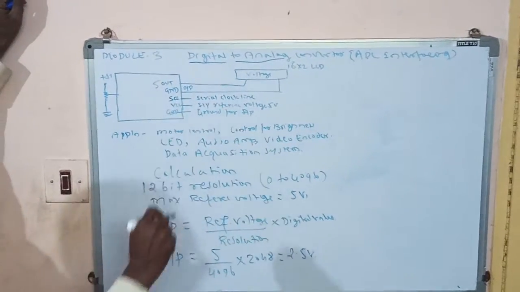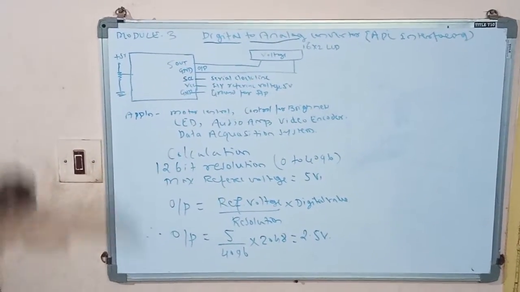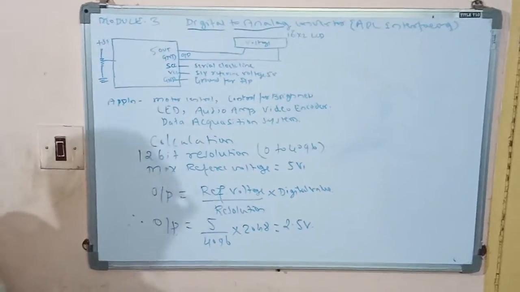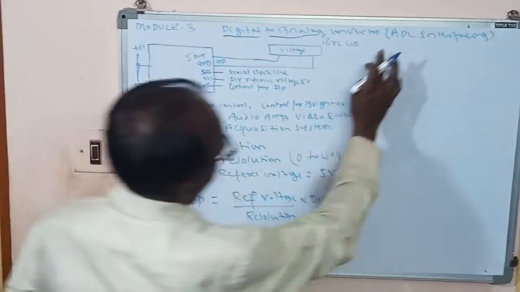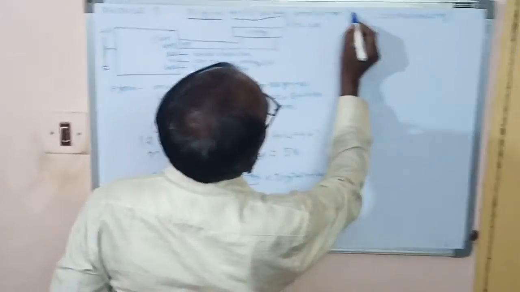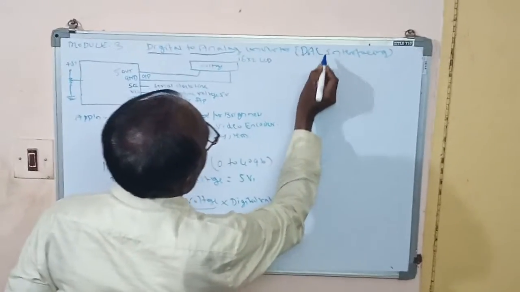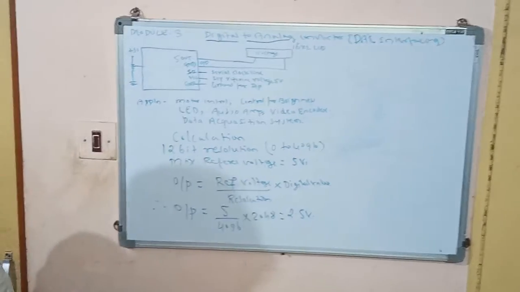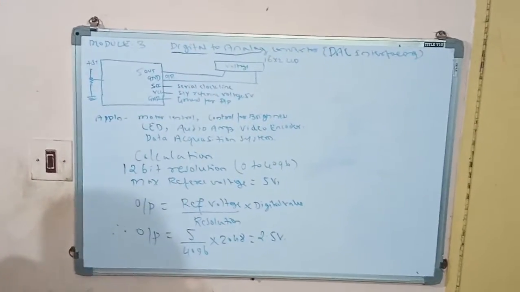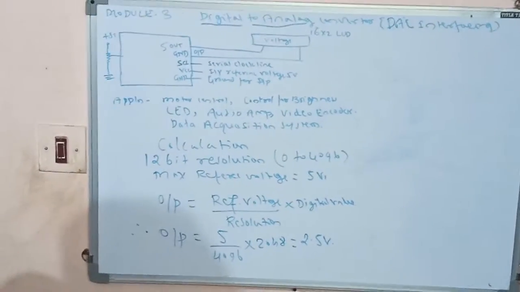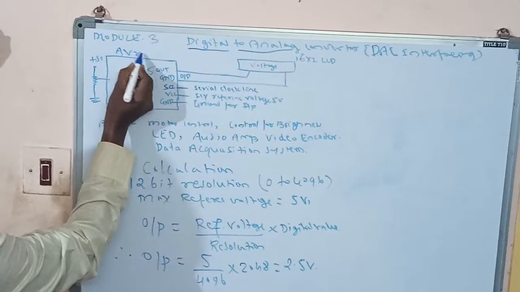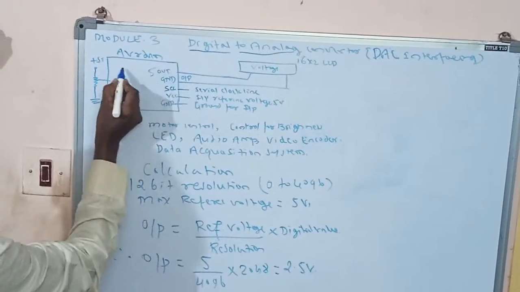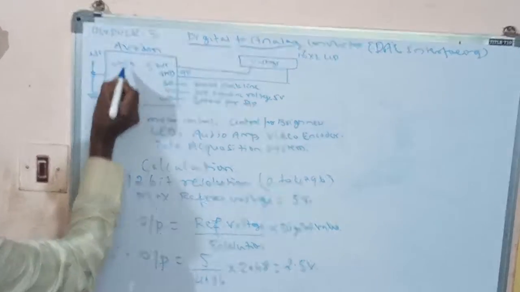In module 3, another most important experiment is known as the digital to analog converter. Digital to analog converter by using interfacing. So here are the hardware parts: the Arduino board we can use here, the Arduino UNO board.